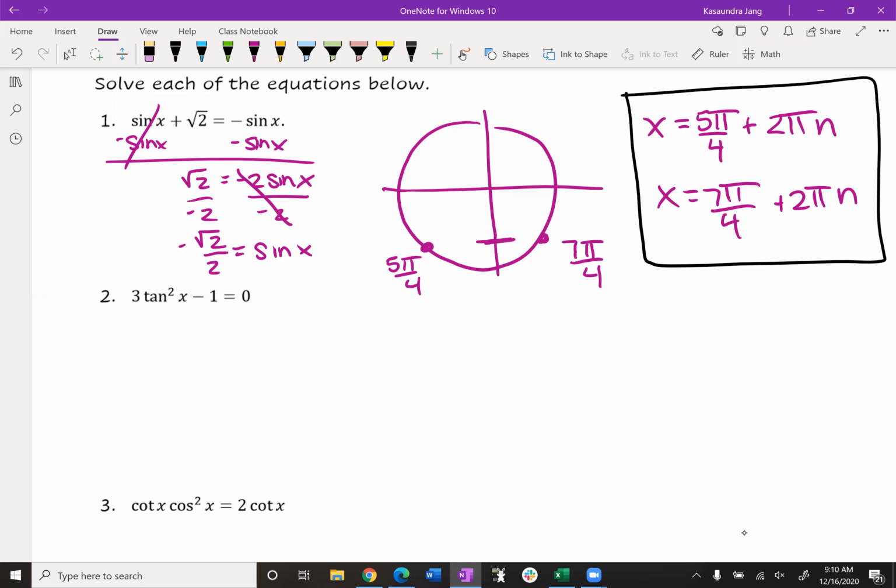I'm solving for one of my trig functions. I don't want to solve for 2 different ones. This one I just solved for sine. This one I'm going to solve for tangent. This one, number 3, I've got a cotangent and a cosine, so I'm probably going to have to use those identities. Remember, the last couple of days you were using identities to transfer and make things look a little different. So if they give you 2 different trig functions, I would use my identities to make it look like a single trig function. But yeah, I'm trying to solve for one of these trig functions.